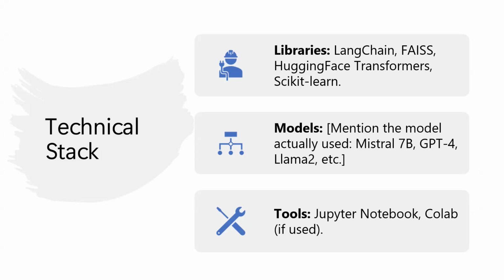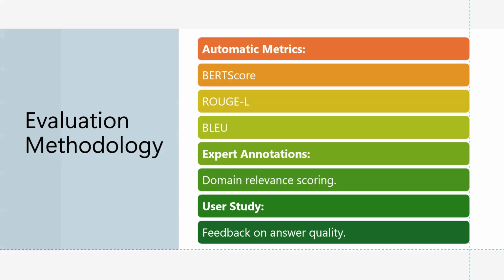Evaluation methodology. In terms of evaluation, we focused on three major metrics: BERT score, ROUGE-L, and BLEU score. BERT score allowed us to measure the semantic similarity between the generated answers and ground truth answers using contextual embeddings. ROUGE-L was used to assess the overlap of longest common subsequences, giving insights into content coverage. And BLEU score provided a perspective on the precision of generated phrases compared to reference phrases.